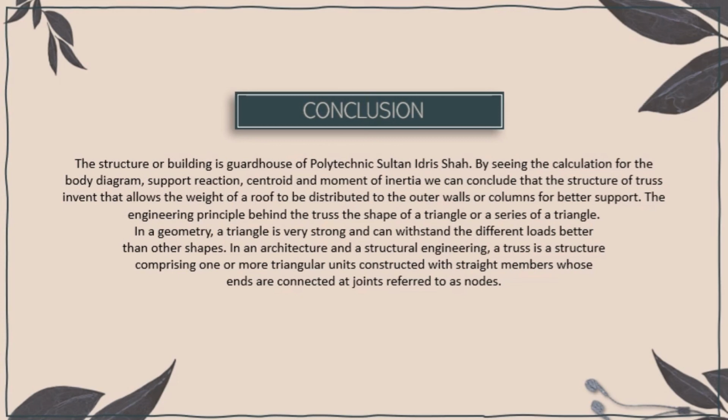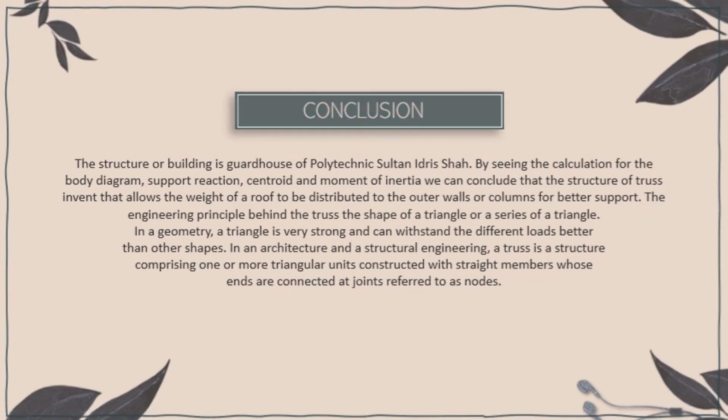In geometry, a triangle is very strong and can withstand different loads better than other shapes. In architecture and structural engineering, a truss is a structure comprising one or more triangle units constructed with straight members whose ends are connected at joints referred to as nodes.